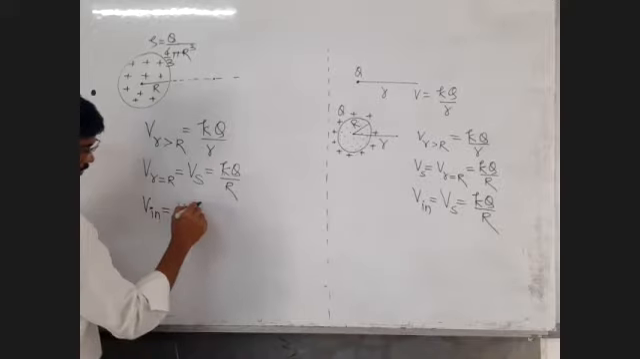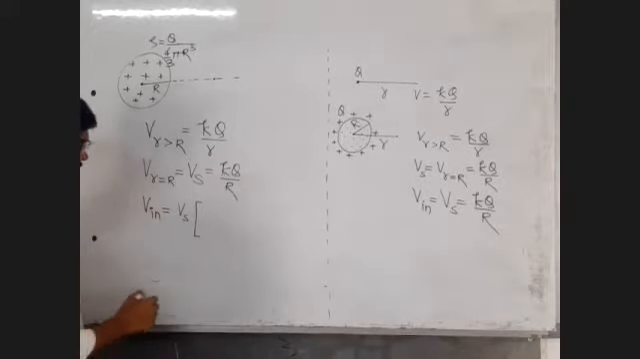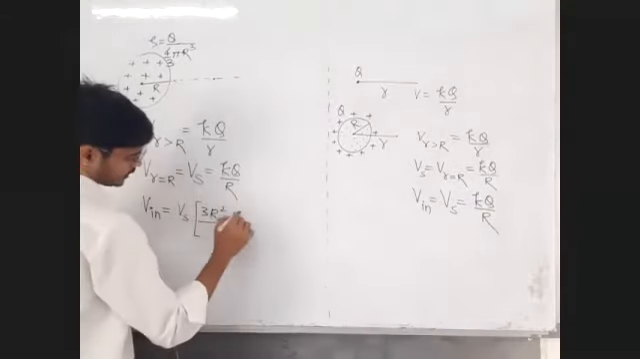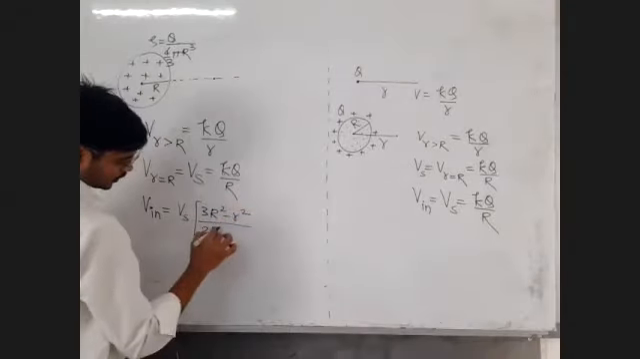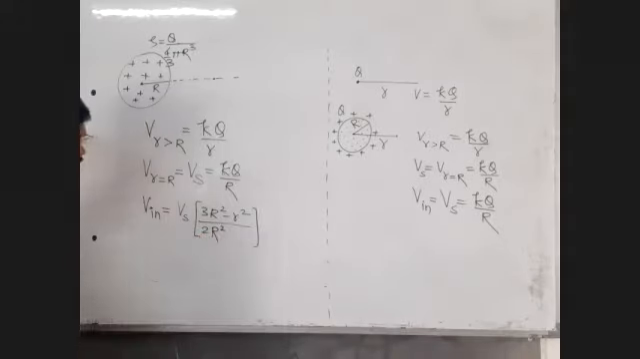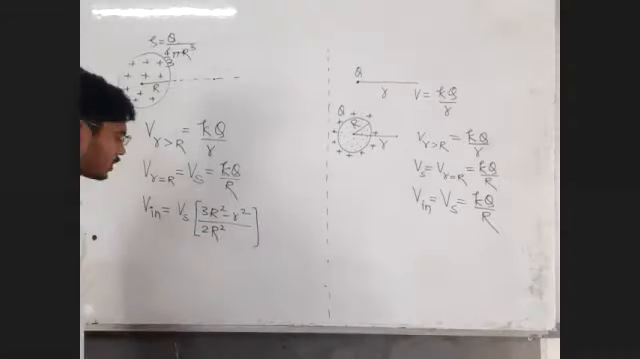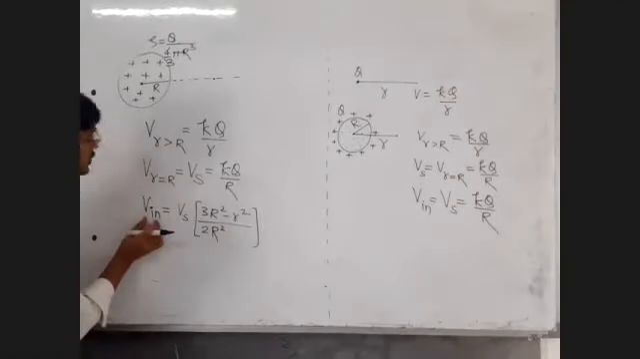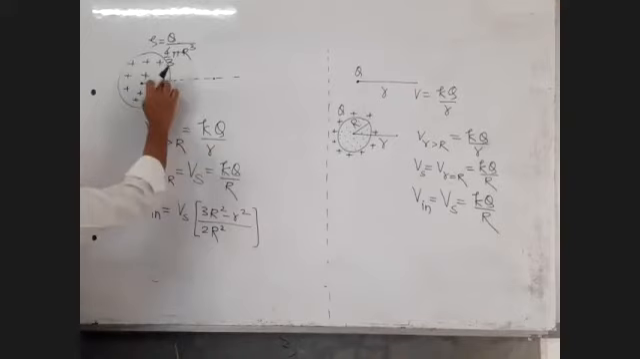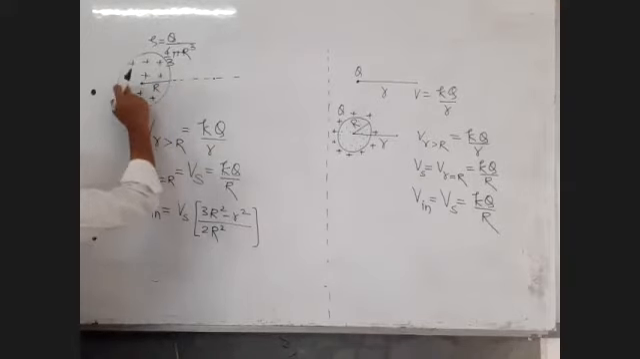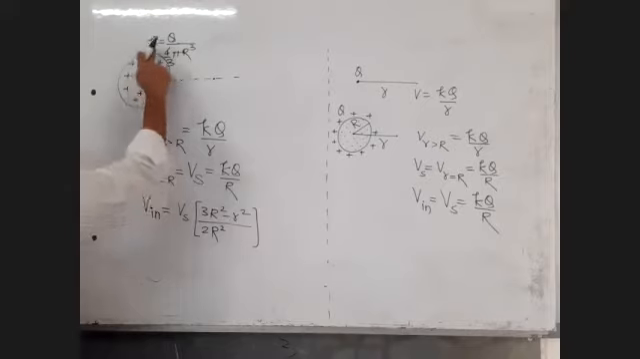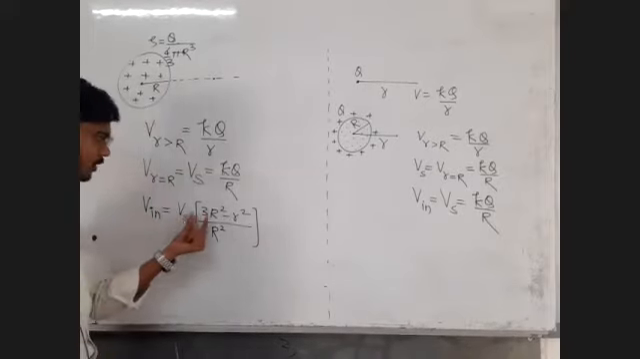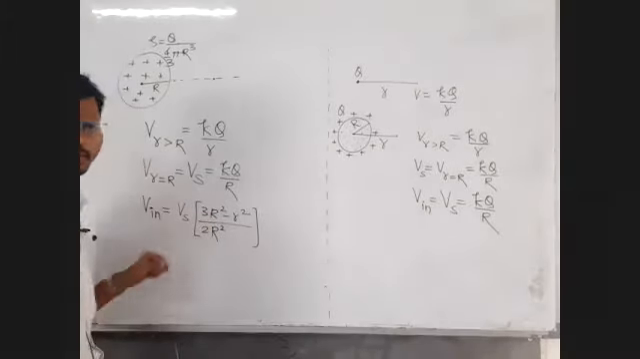Potential on the surface into bracket, 3R square minus r square upon 2R square. Now there is one trick by which I remember this formula. Potential inside the sphere, the non-conducting sphere where volume charge distribution is there, is equal to potential on the surface into bracket 3R square minus r square upon 2R square.